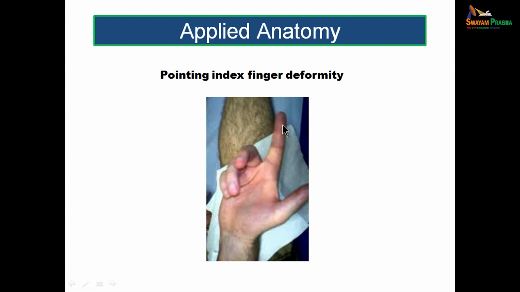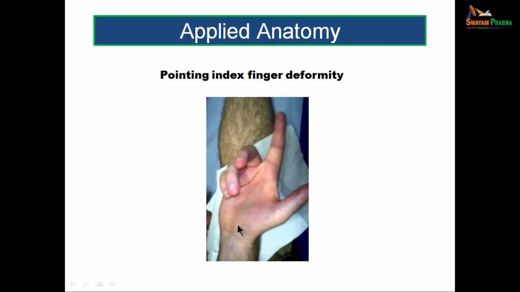Next, a deformity which can result from median nerve injury is pointing index finger deformity. You can see the index finger is pointing upwards. Why is it so? Median nerve is going to supply the flexor digitorum superficialis and profundus through its branches which arise in the forearm. The branch which is going to supply the muscle which gives rise to the tendon going to the index finger, that is the flexor digitorum superficialis tendon coming to the index finger, this part of the muscle will be supplied by a branch coming from the median nerve slightly lower down than the rest.